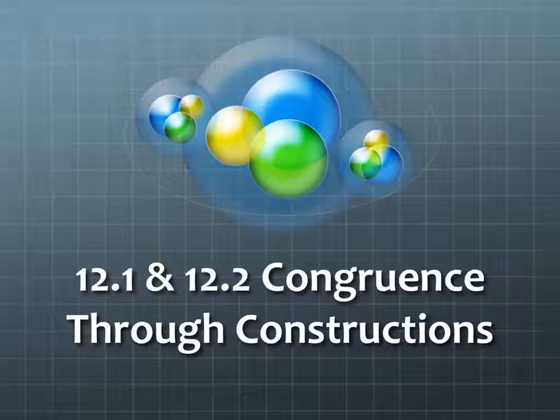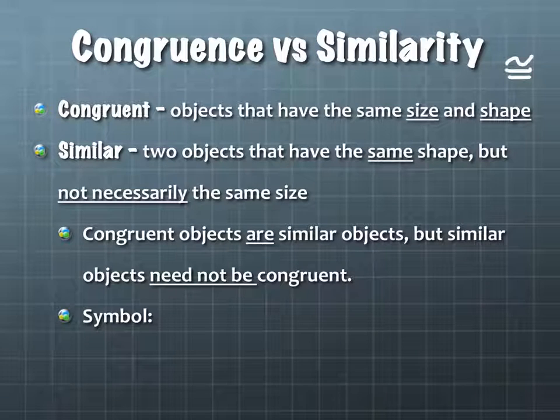12.1/12.2. These are congruences through constructions. So we talked about the word congruent before. Congruent are two objects that have the same size and shape. Similar objects are objects that have the same shape, but not necessarily the same size. Now, by definition, two objects that are congruent are automatically similar, because similar is just a looser description. But just because two objects are similar would not, of course, mean they have to be congruent.